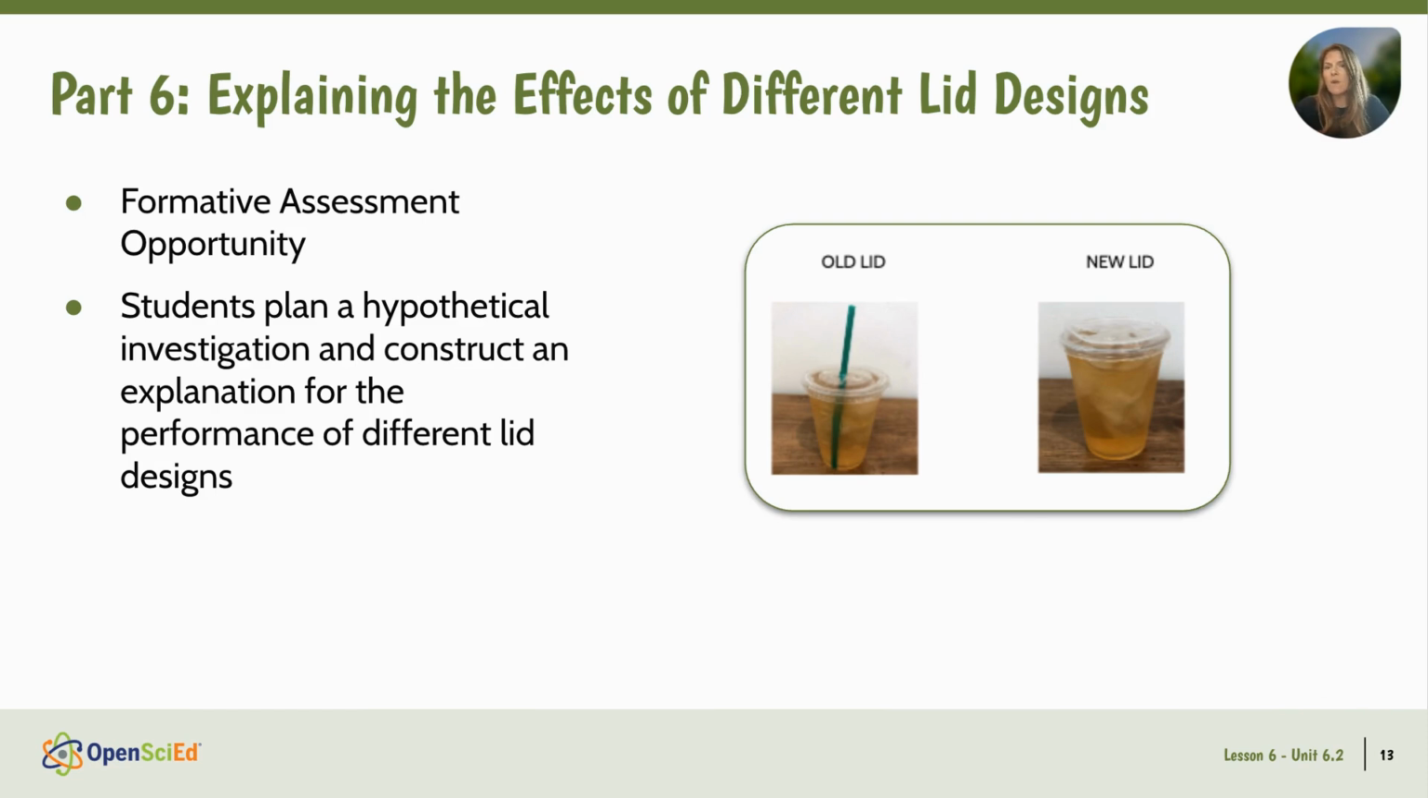So in part 6, we have a formative assessment opportunity. It's called Explaining the Effects of Different Lid Designs. This is an excellent opportunity to individually assess students' progress so far in the unit and provide them feedback. The students plan a hypothetical investigation and construct an explanation for the performance of different lid designs.